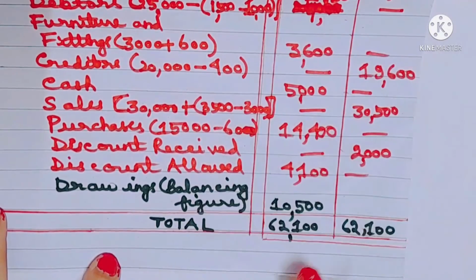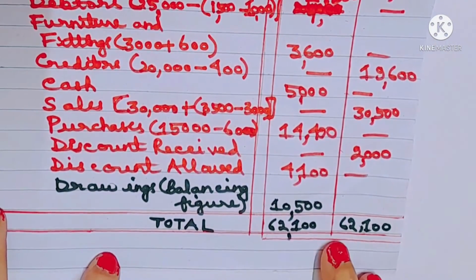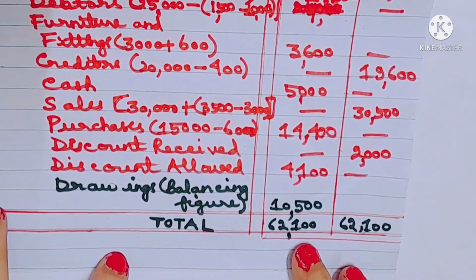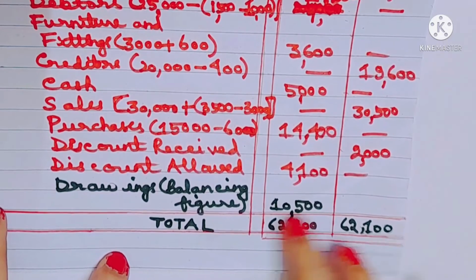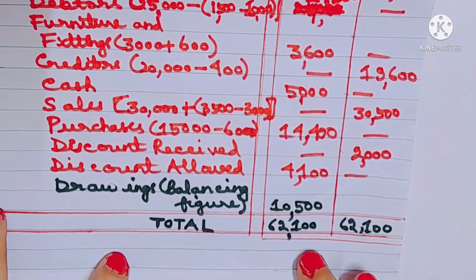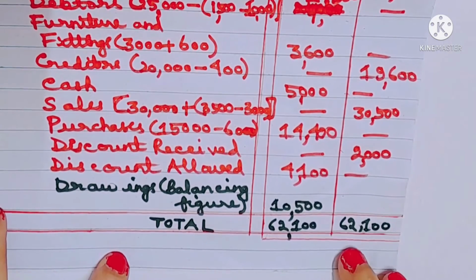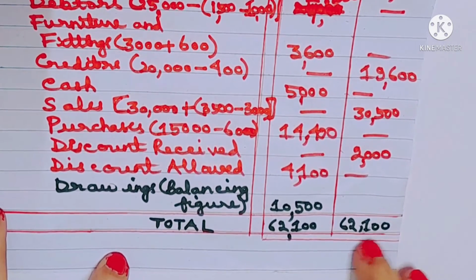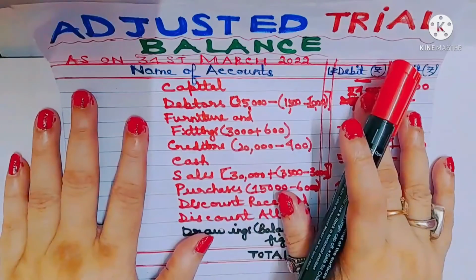Okay. Now you see the trial balance did tally because the total of debit column is now 62,100. After writing drawings 10,500, the total of debit column is 62,100, which is equal to the total of credit column 62,100. Understood? I hope you understood.